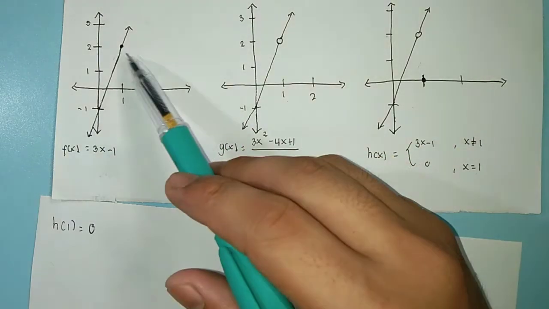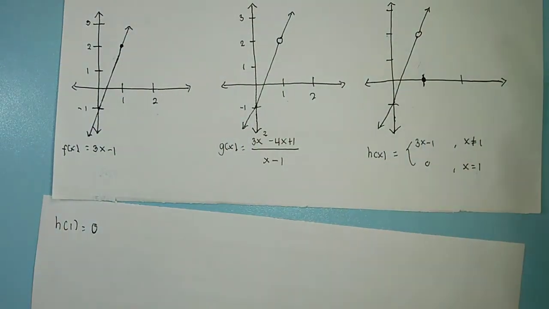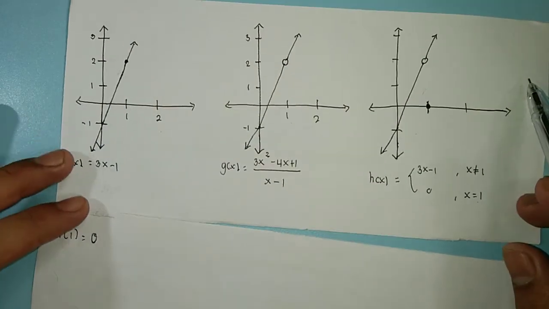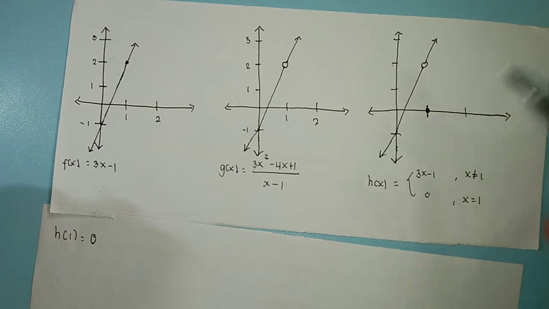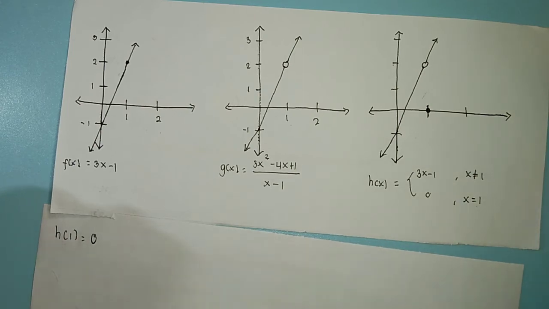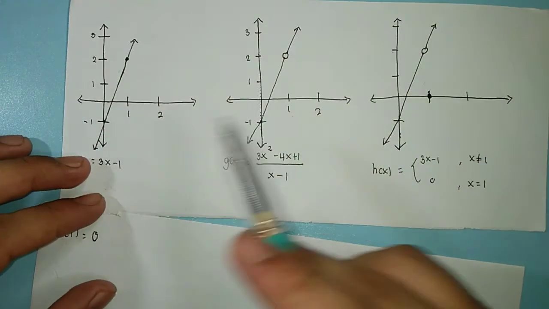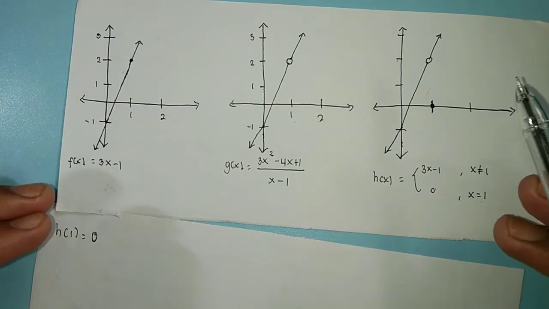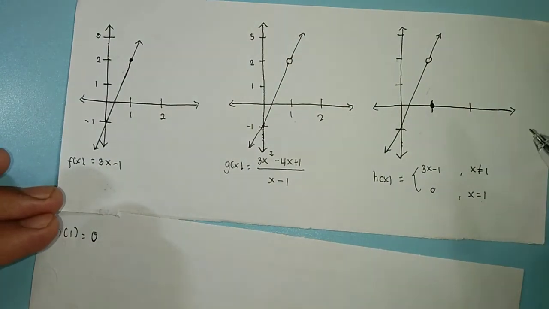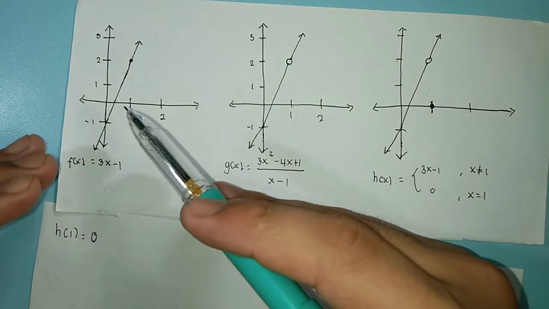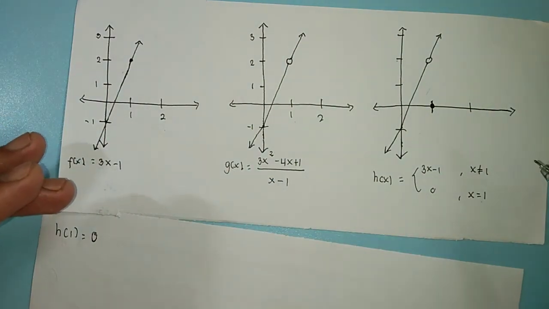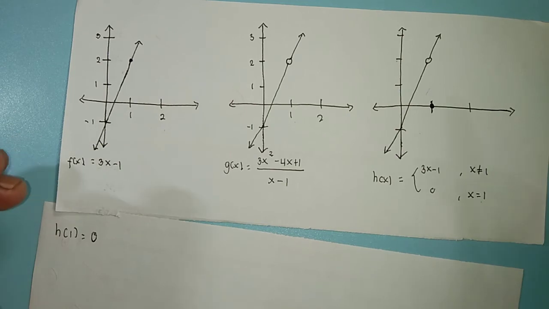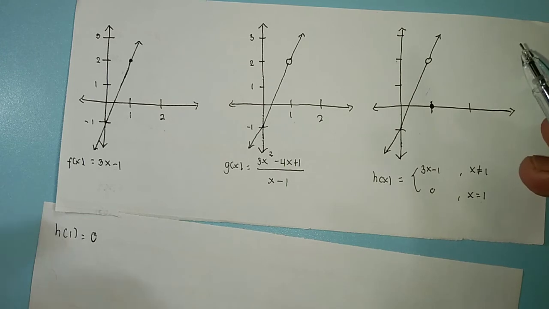Pare-parehong nag-a-approach sa 2. Okay? So, that is the concept of the limit of a function. So, ang concept ng limit of a function, hindi natin tinitignan yung mismong value at x equals 1. Ang inoobserbahan natin dito, yung values ng f of x, kung saan nag-a-approach yung values ng f of x as x approaches to a certain number. Okay? So, now, let's define the limit of a function.